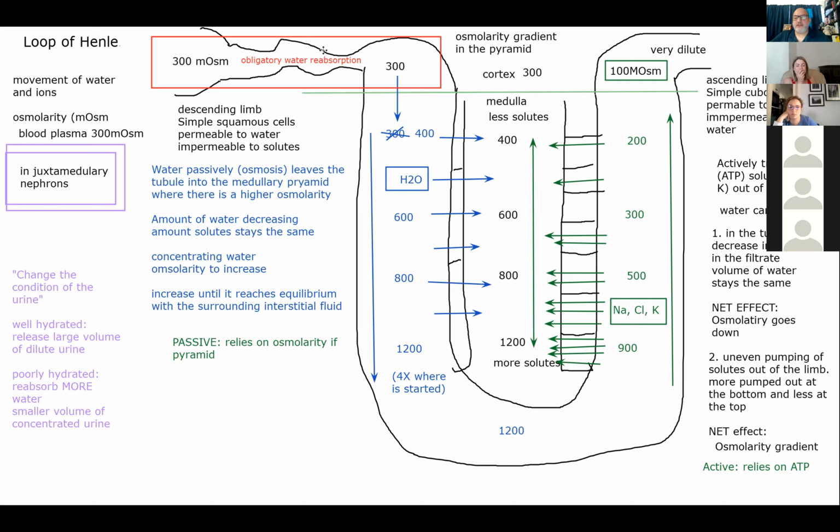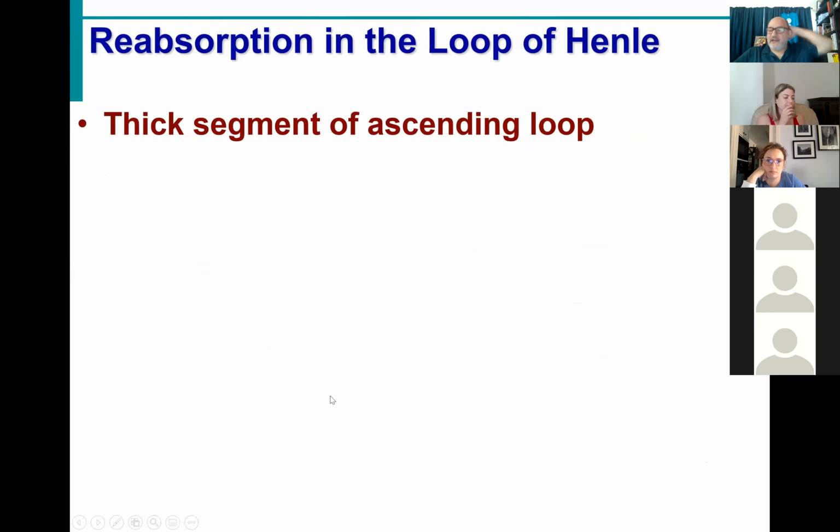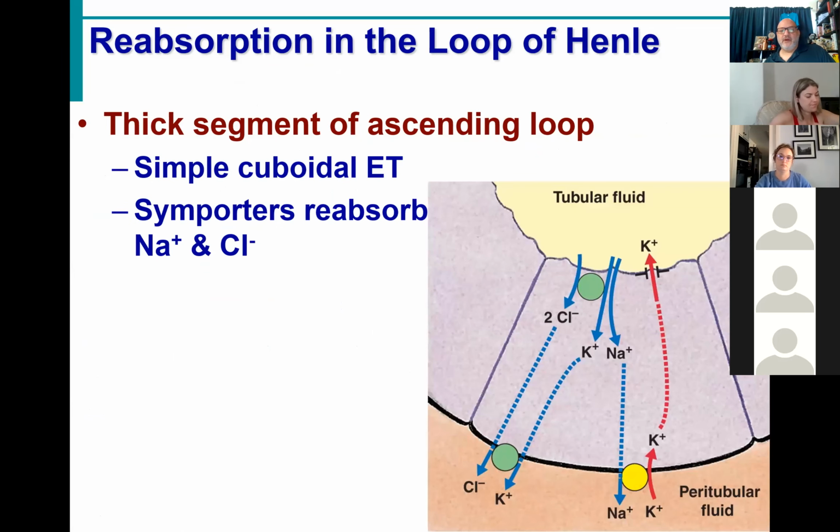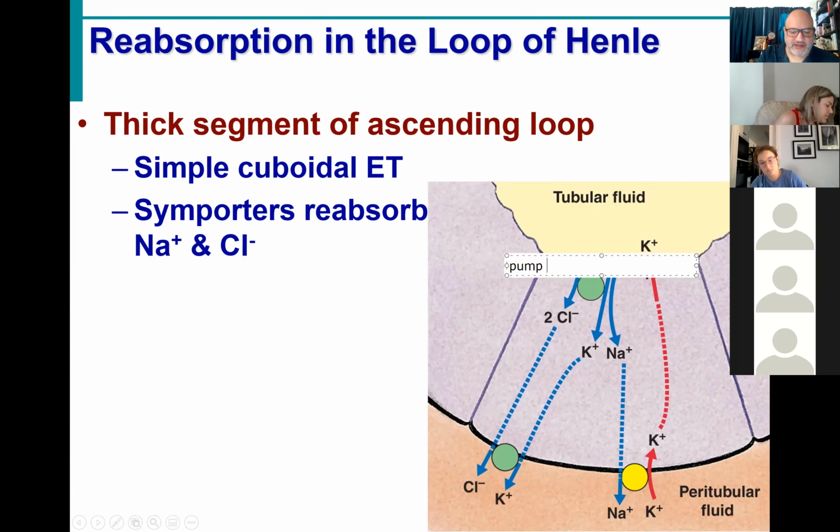All right, let's take a look at the pretty picture again here. Just like we did on my board, we are going to start with that thick segment of the ascending loop. That is that simple cuboidal epithelial tissue. Remember, here we are using active transporters to move things out of the tubule. Notice here we have a pump that is using ATP, and that pump is moving chloride, sodium, and potassium all out of the tubule into the cell.